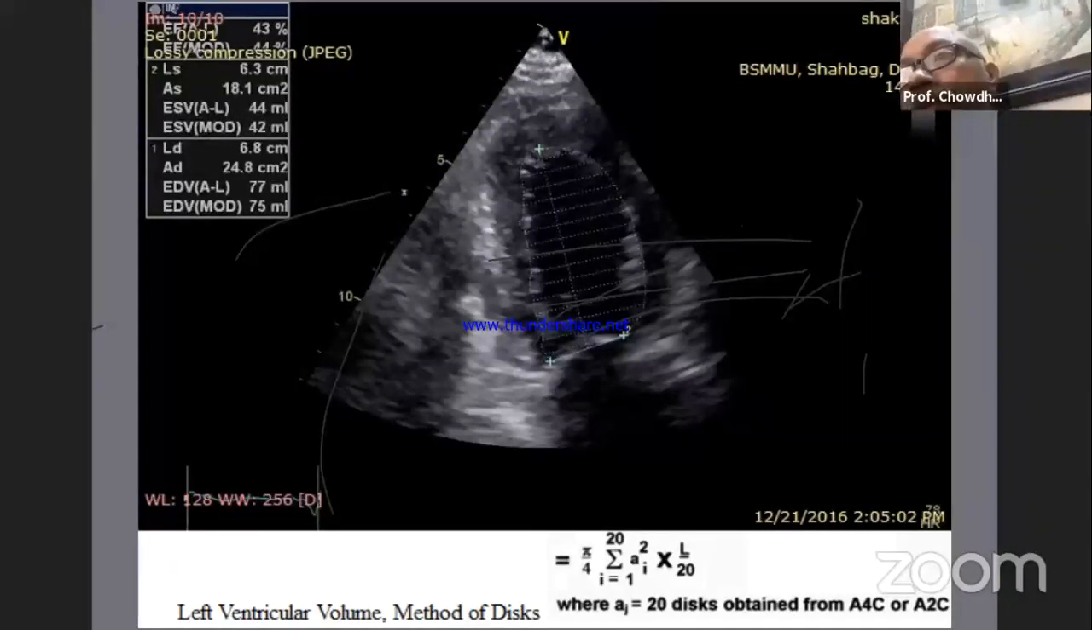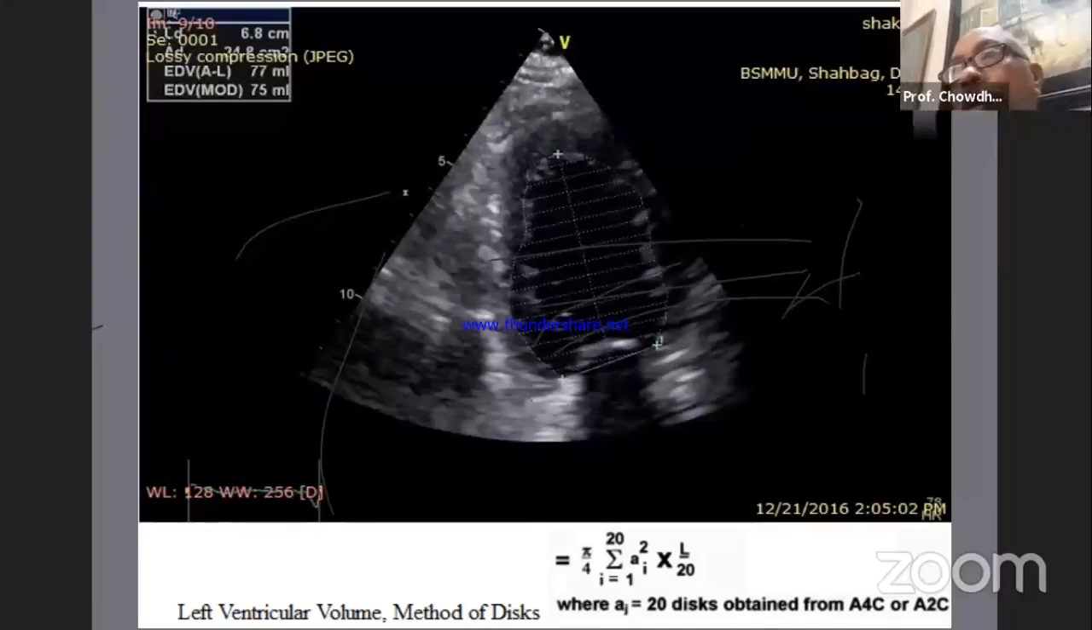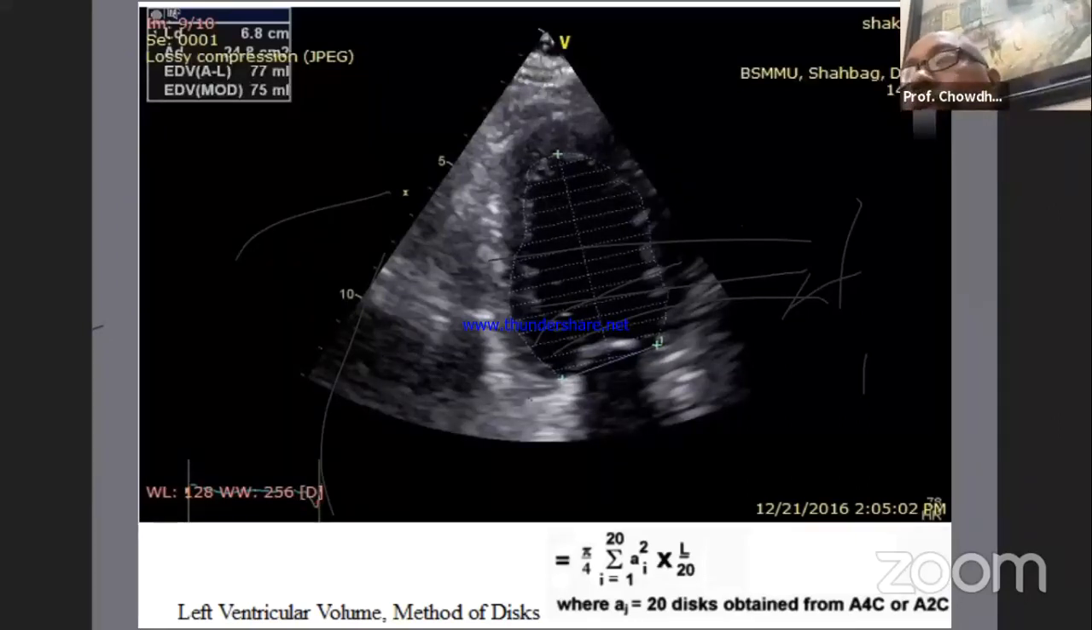We can see in this picture from our lab in Bangabandhu Sheikh Mujib Medical University, we were a little successful in delineating the inner border. The key point, as I said, is that depth should be minimum. The frequency of the transducer should be as high as possible, and we should avoid foreshortening and the translational zone. Probably this is one of the keys to success.